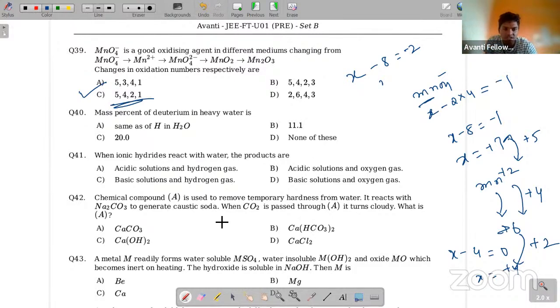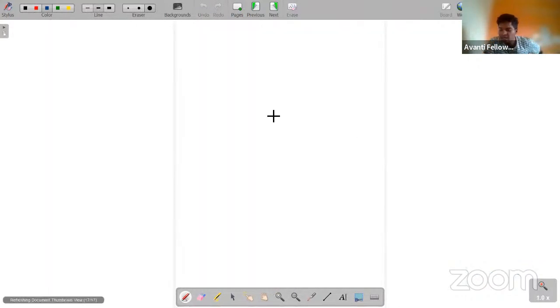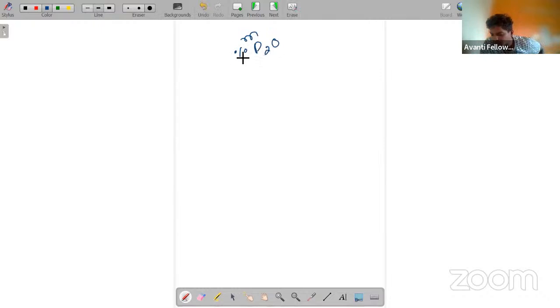So the mass percentage of deuterium in heavy water is... A very easy question actually. Mass percentage they are asking. Again, this is another question from mole concept. We know that the molar mass of deuterium is 2 gram per mole. For tritium, 3 gram per mole. For hydrogen, 1 gram per mole.